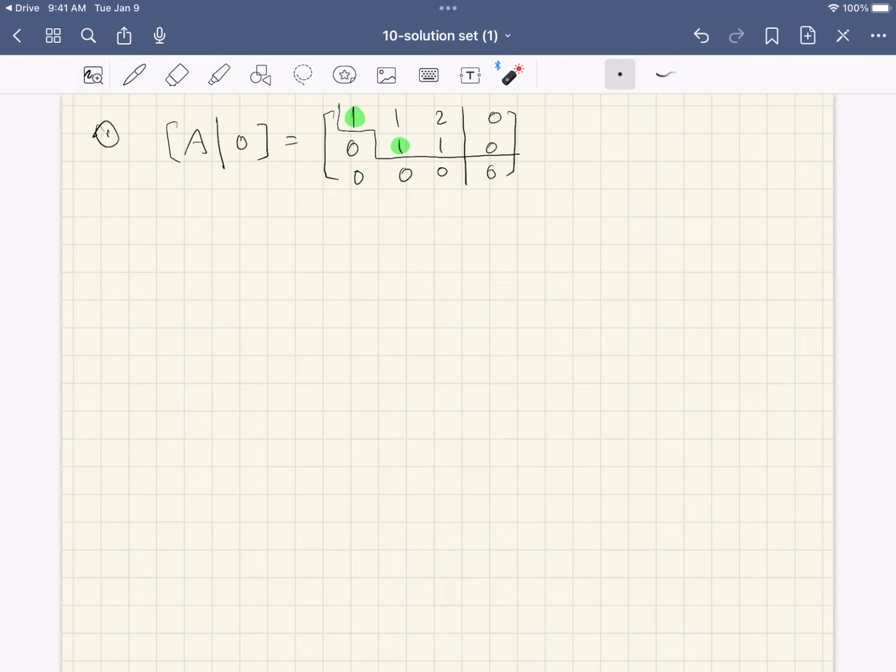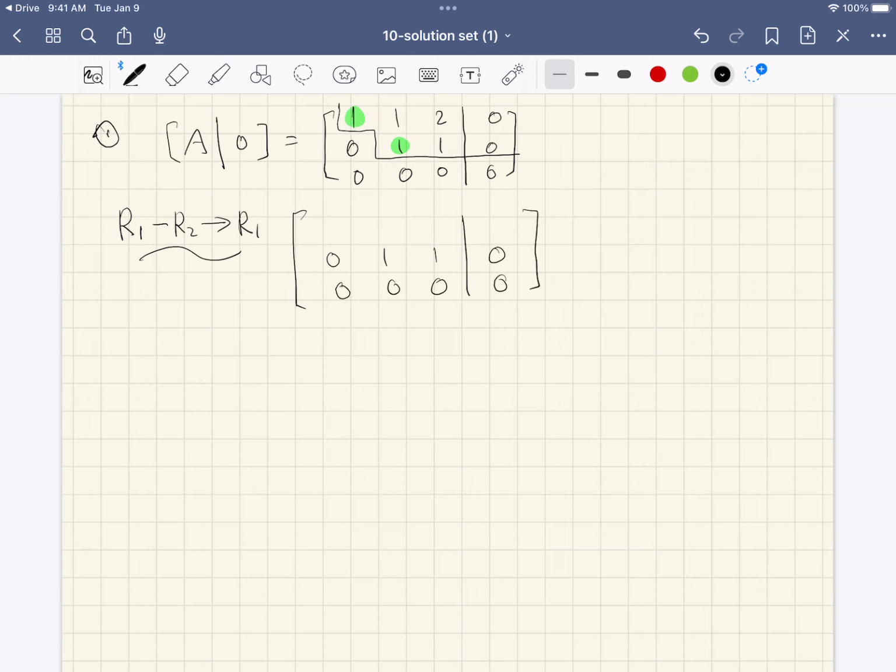Now I'm going to kill this spot. To do that, we will do R1 minus R2, replace R1. So the second row and third row will be the same as before, but the first row will be changed to 1, 0, 1, 0. Now we get REF.